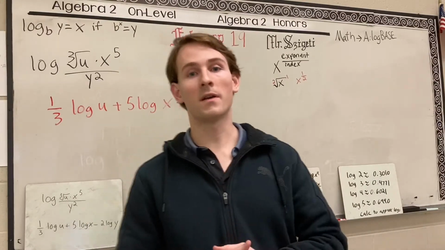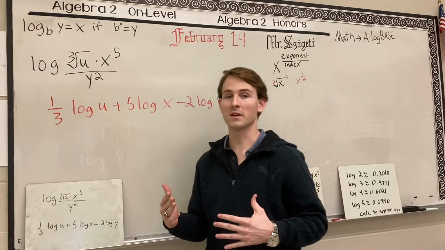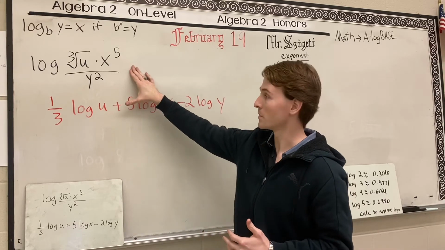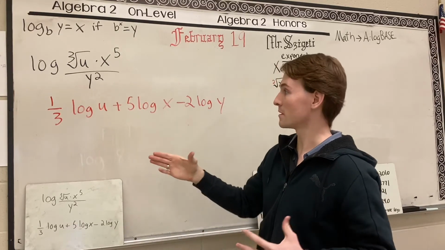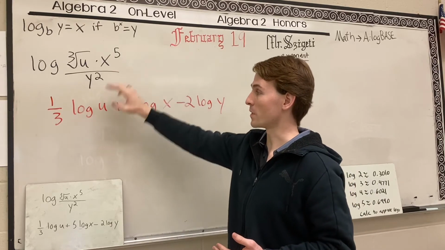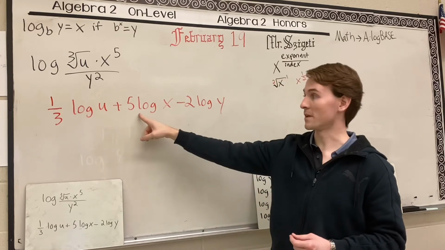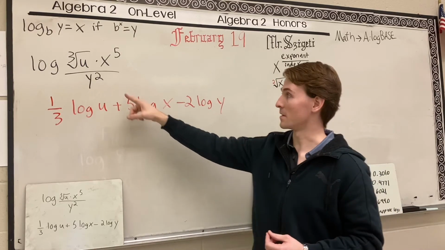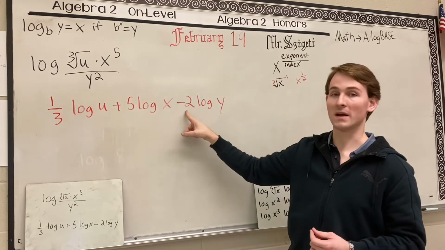All right, so now I've gone ahead and put together one quick practice problem that combines all the skills we've learned so far with expanding logarithms. So if we have something with the cube root of u times x to the 5th power, we know it's going to turn into the 1/3 and the 5th coefficients in front of the log, and then divided by y squared, well, we have minus 2 log y.